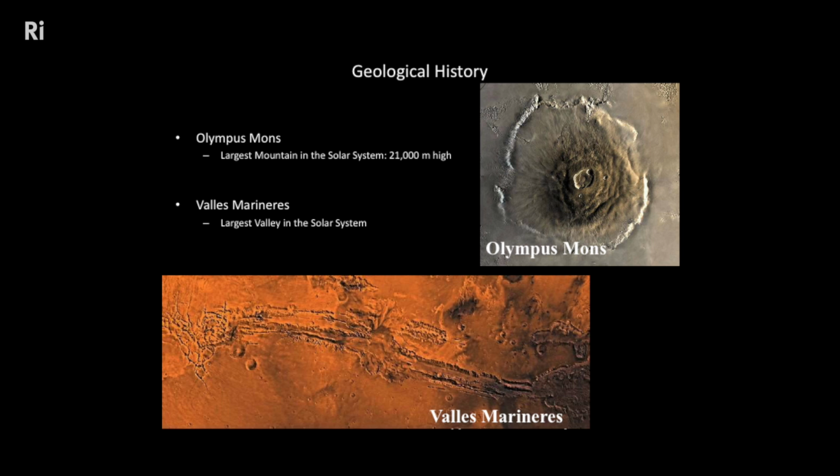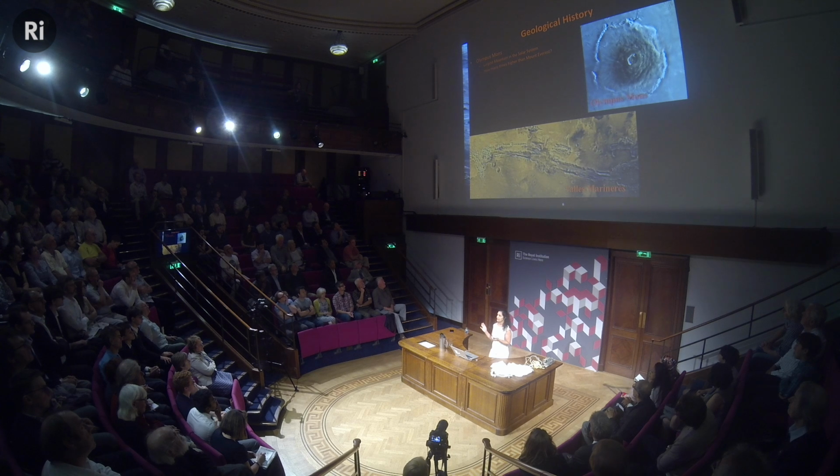So if I go to the next slide, however, is thinking back to the geological history on Mars. Mars actually had a very, very ancient geological past. And the picture that you see on the upper right, Olympus Mons, is an extinct volcano. And it's actually the largest volcano in the solar system. So who thinks it's twice as high as Mount Everest? 3 times as high? It's actually, yes, 3 times as high as Mount Everest.